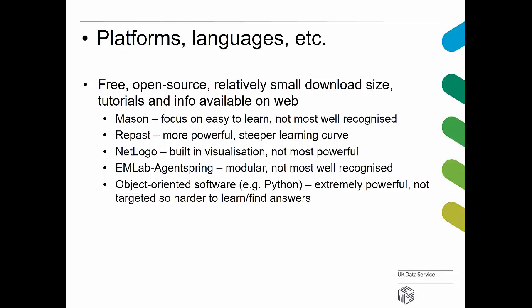You can also, if you're a whiz at programming in Python or something like that, just use object-oriented software. That is extremely powerful, but because it's not targeted on agent-based modeling, you will find it harder to find examples of code that you can use as the basis for your own work. It's harder to find answers to the questions that you might have.